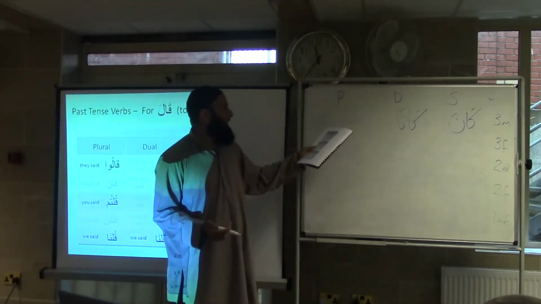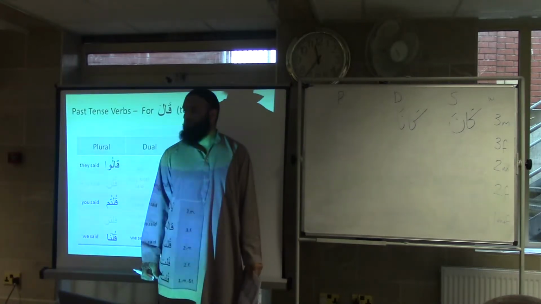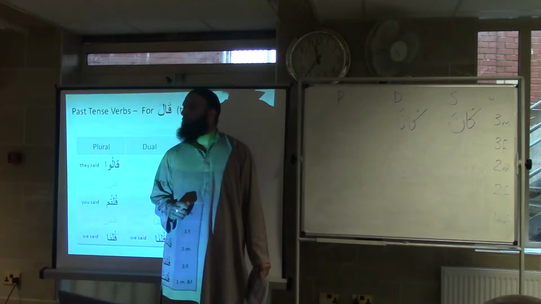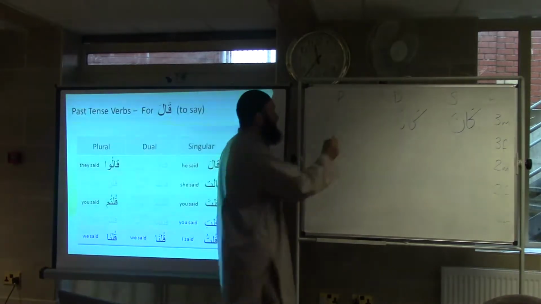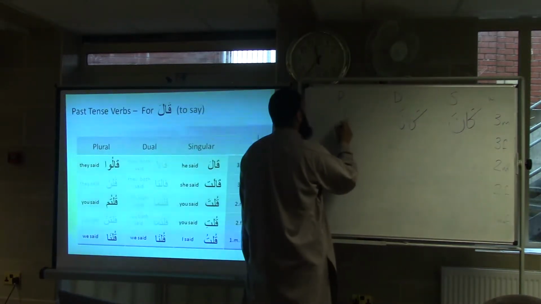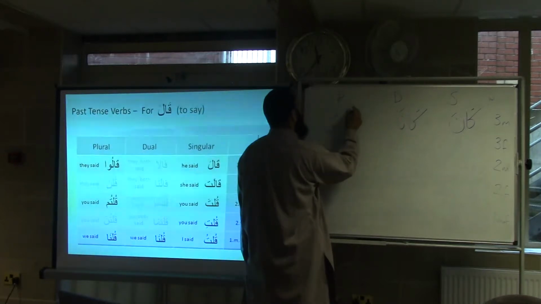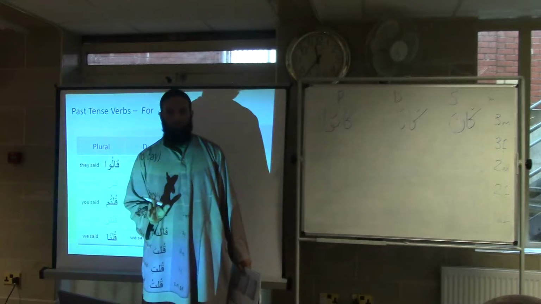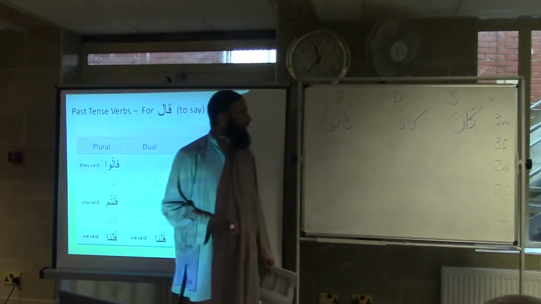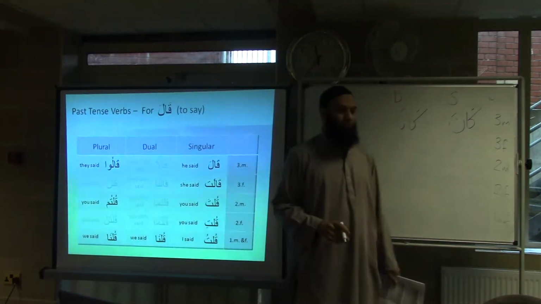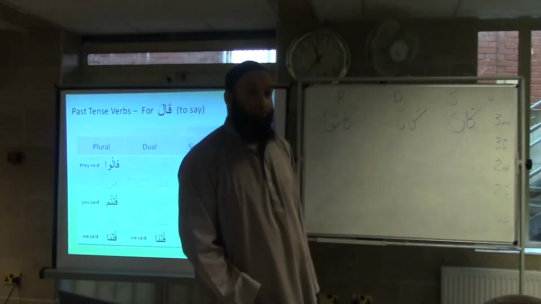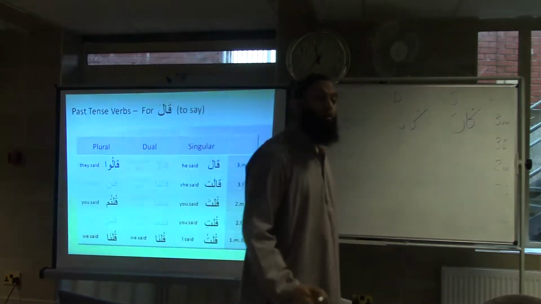Sisters on the front row, how do I say they all were? Like they all were bad people, they all were good people, that sort of thing. Kanu. Are you happy with that? Does that follow the normal table we know? So far so good. Right, brothers on the second row, how are you going to say the next one? Kana.